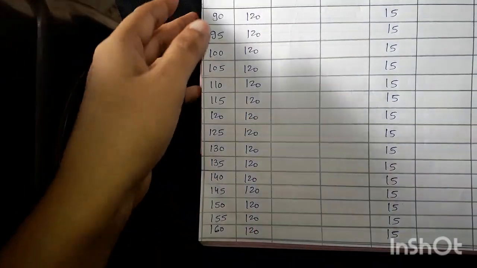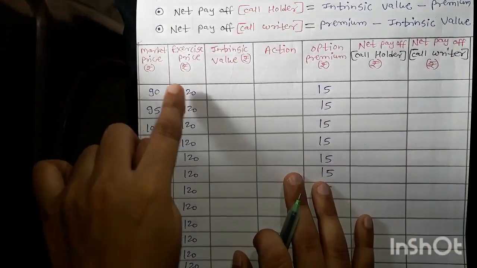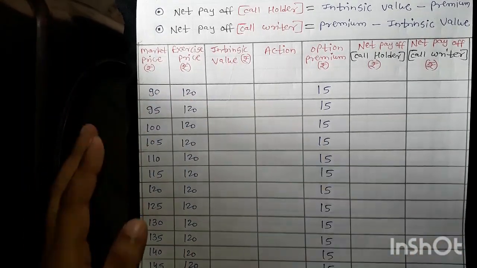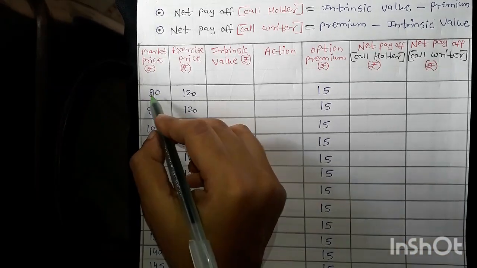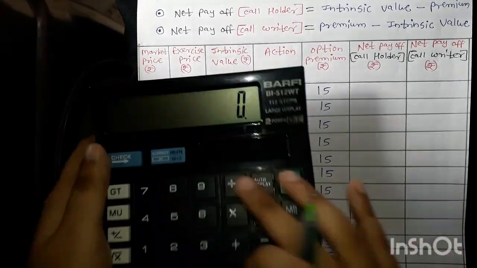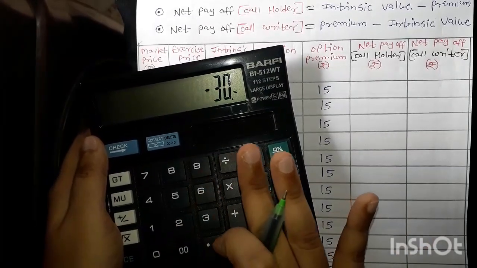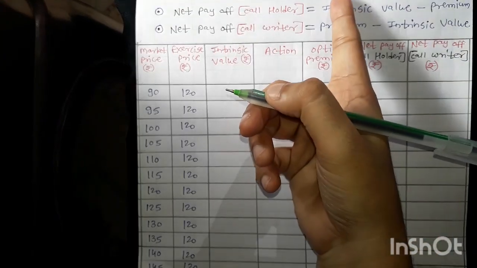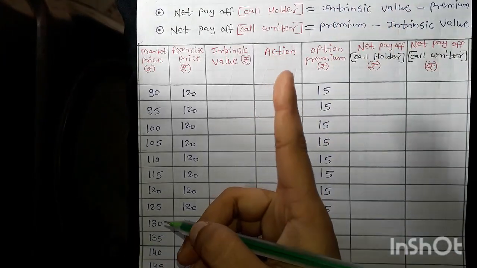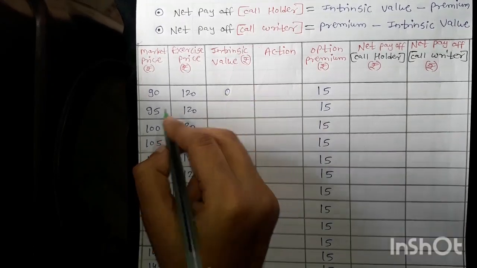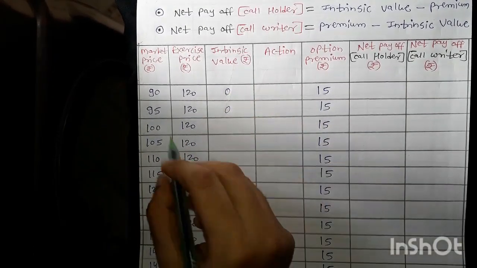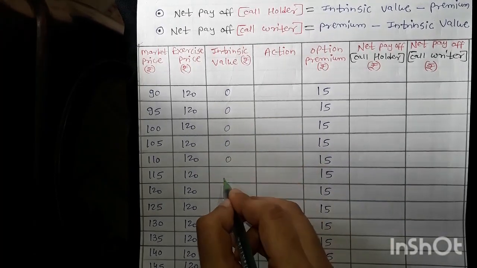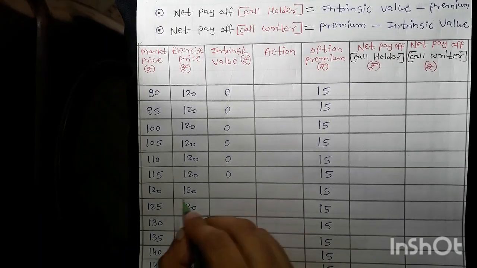Exercise price is already given in the question. So just 90 minus 120. If we are getting a minus value, then it will be 0. I have already shown you this calculation earlier. So 90 minus 120, a minus answer, so the answer will be 0, because of comma 0. Market price minus exercise price, if we get a negative answer, then we have to write 0. Here also 95 minus 120, 0, again negative value 0, negative value 0, and when equal, again we will get 0 only.